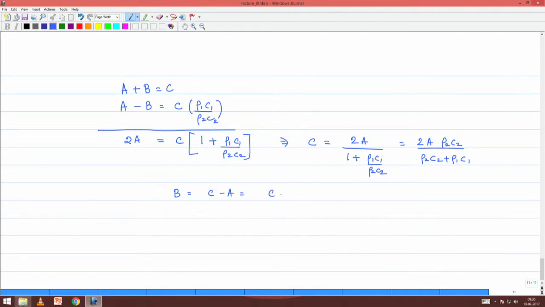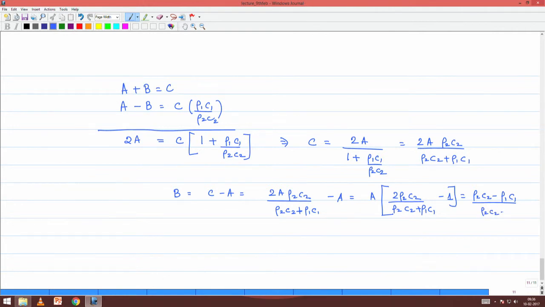So, C is already found out as 2A rho 2 c 2 divided by rho 2 c 2 plus rho 1 c 1, and then you will have to put a minus A. I can take this A outside, and then what comes is 2 rho 2 c 2 divided by rho 2 c 2 plus rho 1 c 1 minus 1, and that in turn is rho 2 c 2 minus rho 1 c 1 divided by rho 2 c 2 plus rho 1 c 1 into A.